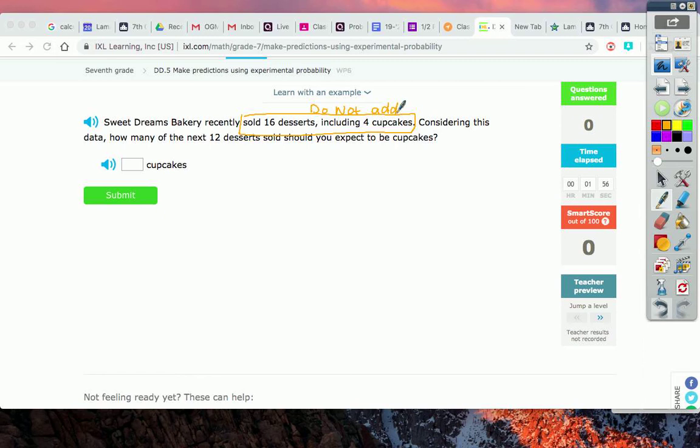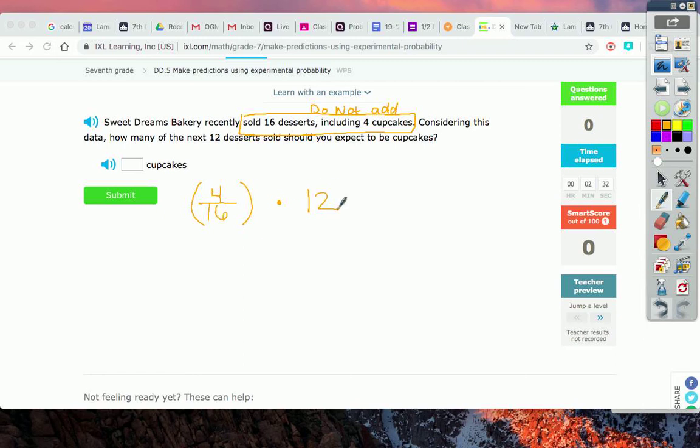So how many desserts do I have? 16. How many of the 16 are cupcakes? 4. Remember, what goes on the bottom? 16. The total. Okay, now that's our first event. We want to know what would happen if we had 12. So all you need to do is divide your first event ratio and multiply that by 12. That's all you gotta do.